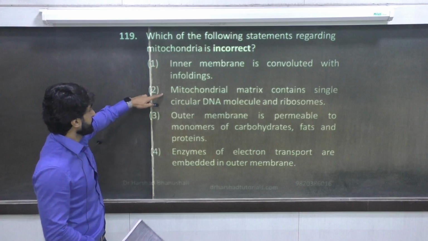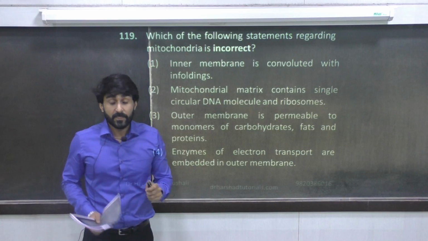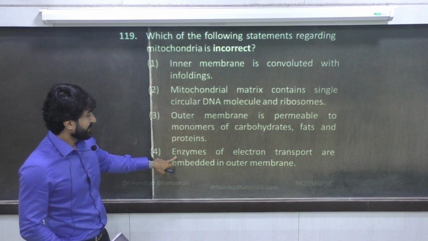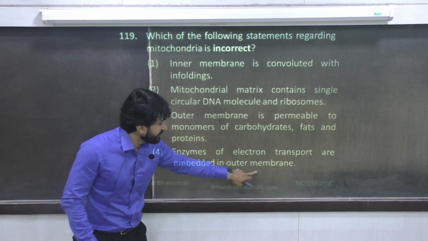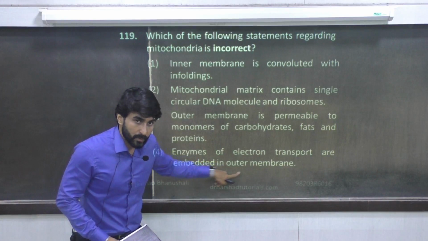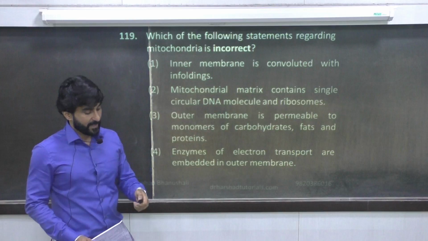Third, outer membrane is permeable to monomers of carbohydrates, fats and proteins. Yes, mitochondria is used for breakdown of carbohydrates, fats as well as proteins. So they have said monomers. So correct. Fourth statement, enzymes of electron transport are embedded in the outer membrane. This is an incorrect statement because the electron transport system occurs in the inner membrane of the mitochondria, not the outer membrane. So for question number 119, the correct answer would be statement 4.